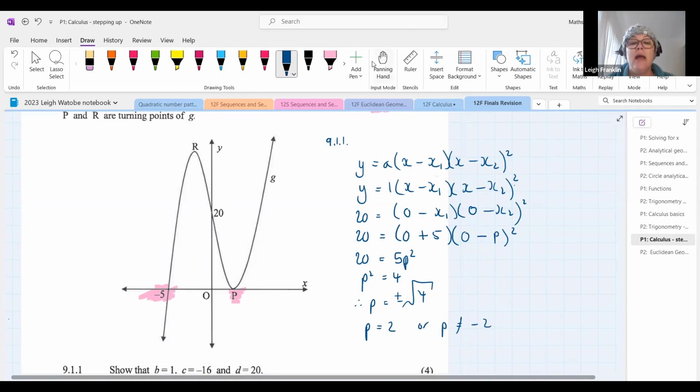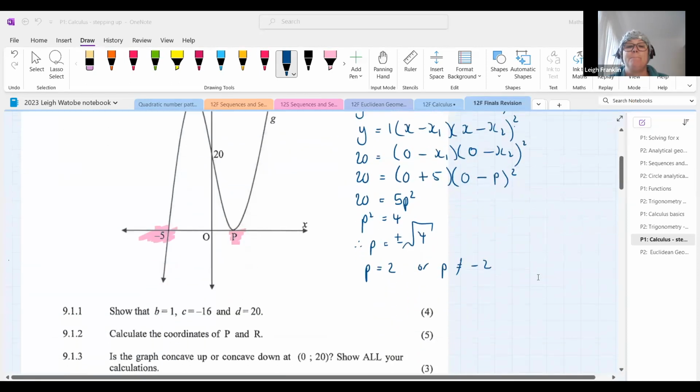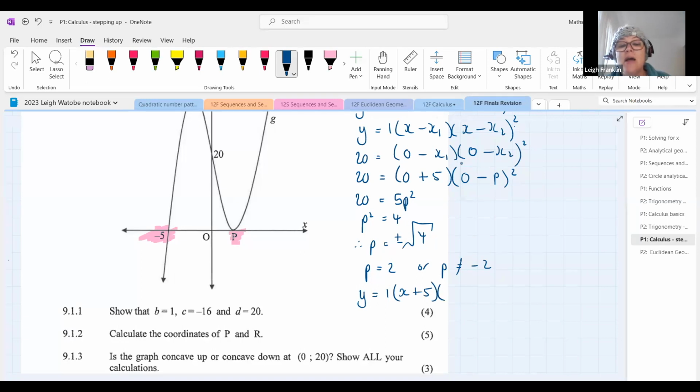Okay, good, well done. Now that I've worked out what p is equal to, remember, I'm still trying to show that b is 1, c is minus 16, and d is 20. So what am I going to do now? I've got to go and sub it back in, don't I? So I know that I've got y is equal to a is 1, all right? Then I've got x plus 5 times x minus 2 squared. Is everybody happy with that? Cool. And now I can multiply everything out and I'll be able to show that b is 1 and c is minus 16 and d is 20.